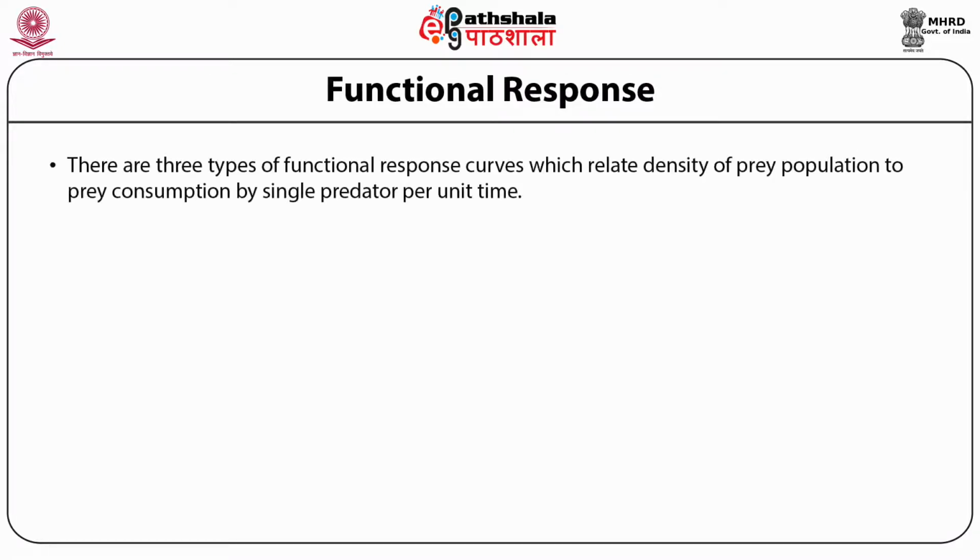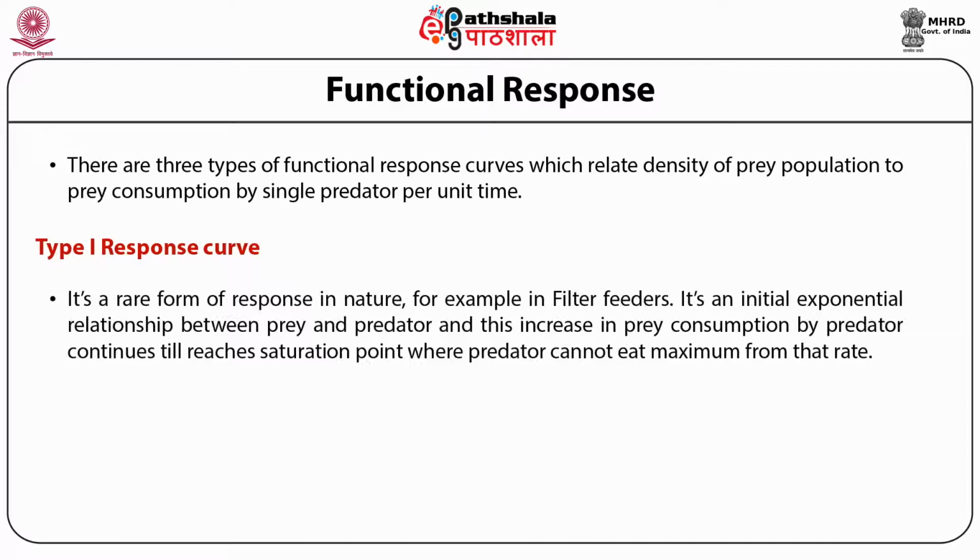Functional response. There are three types of functional response curves which relate the density of the prey population to prey consumption by a single predator per unit time. Type 1 response curve is a rare form of response in nature. For example, in filter feeders, it is an essentially linear relationship between prey and predator, and this increase in prey consumption by the predator continues until it reaches a saturation point where the predator cannot eat more.